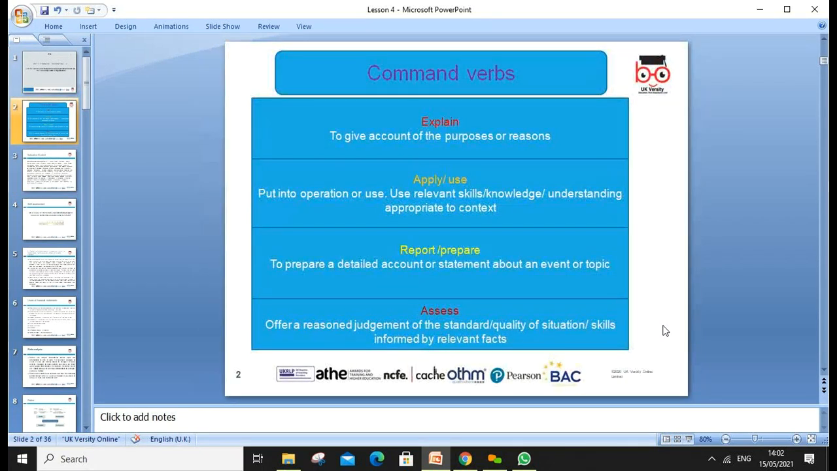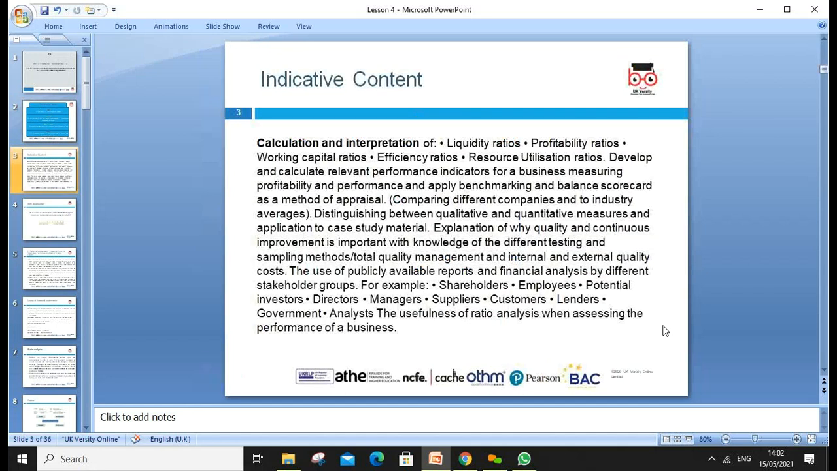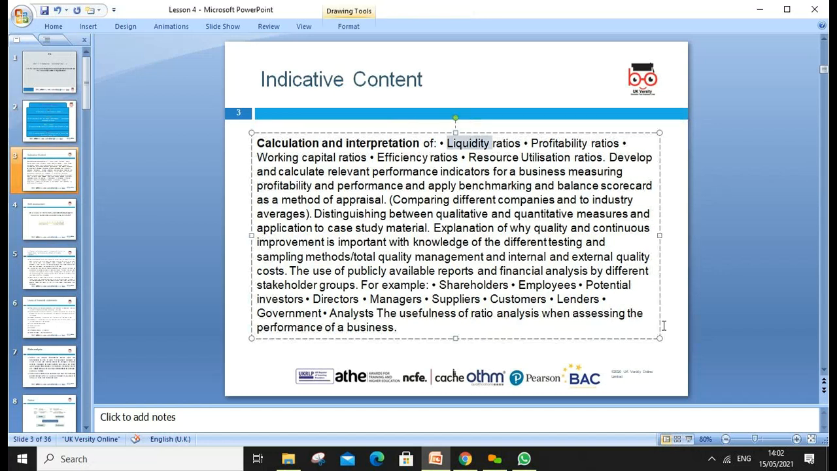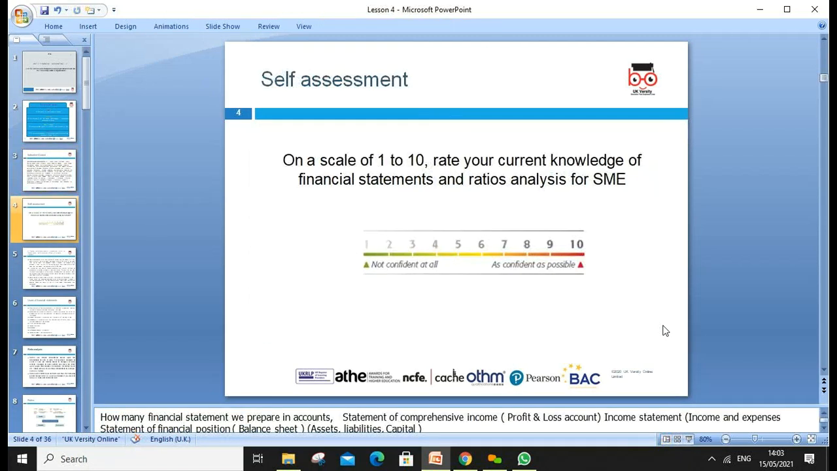Okay, so today's lesson key command verbs we have are explain, apply, report and assess the performance. Today's lesson indicative content will go through the ratios: liquidity ratios, profitability ratios, working capital ratios, efficiency ratios, use of resources, utilization ratios, and calculate the relevant performance indicators for business profitability. All of these we will cover in our discussion. These are the command verbs and indicative content.